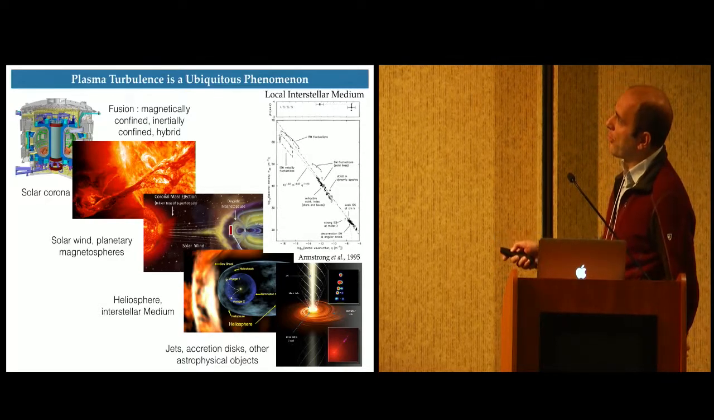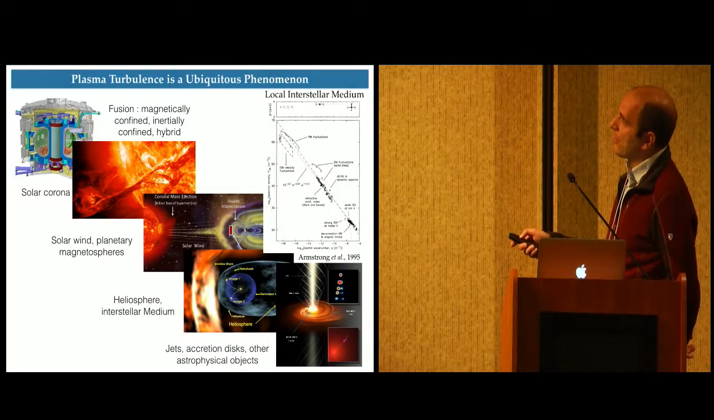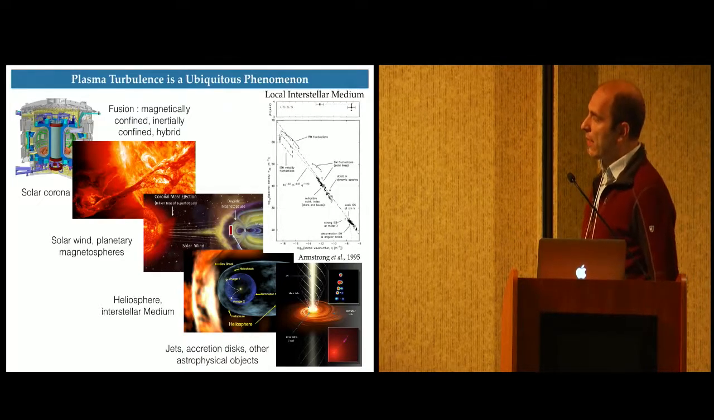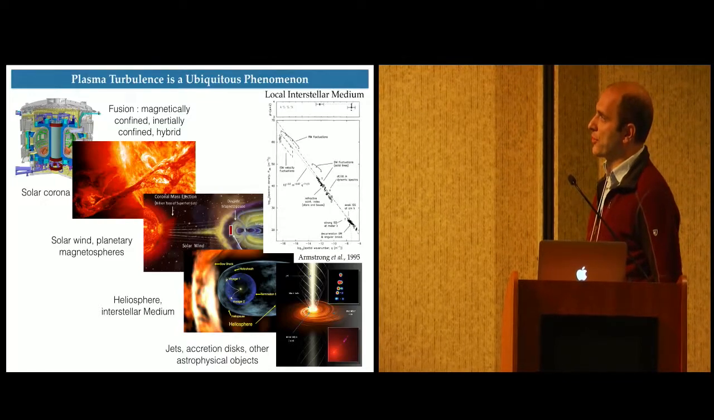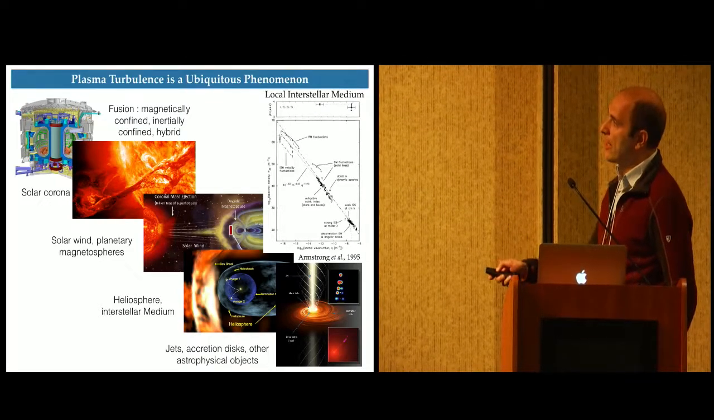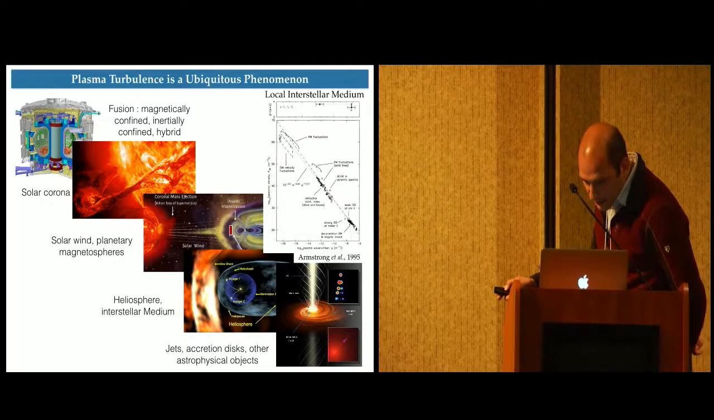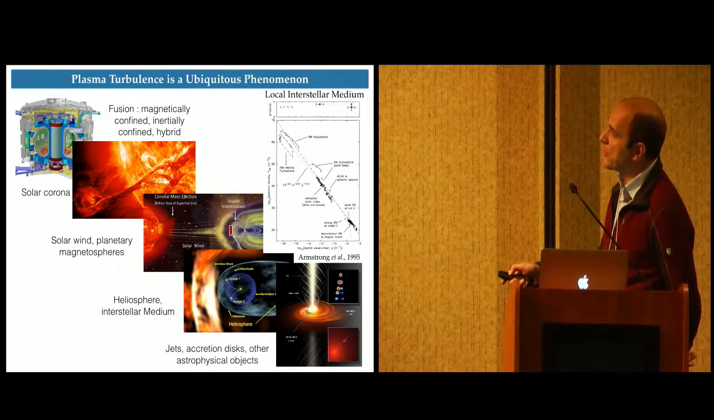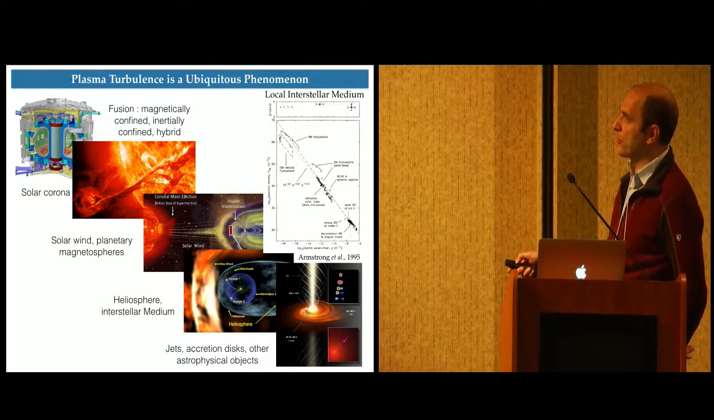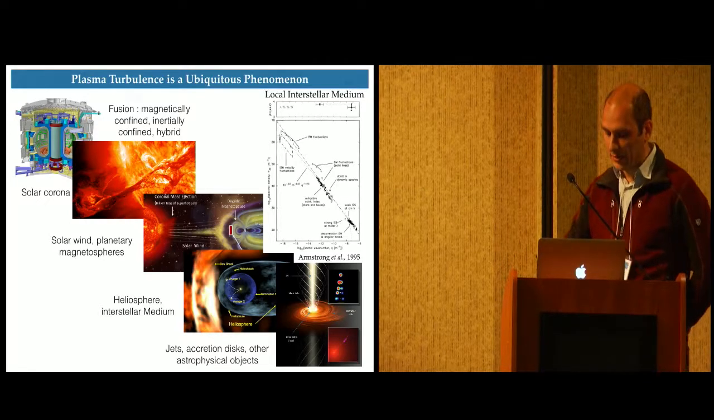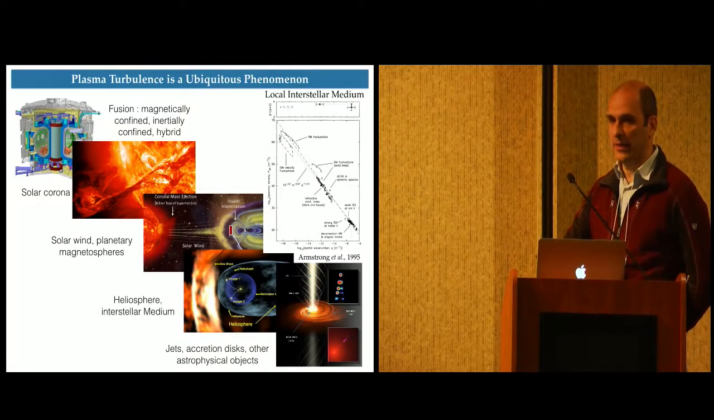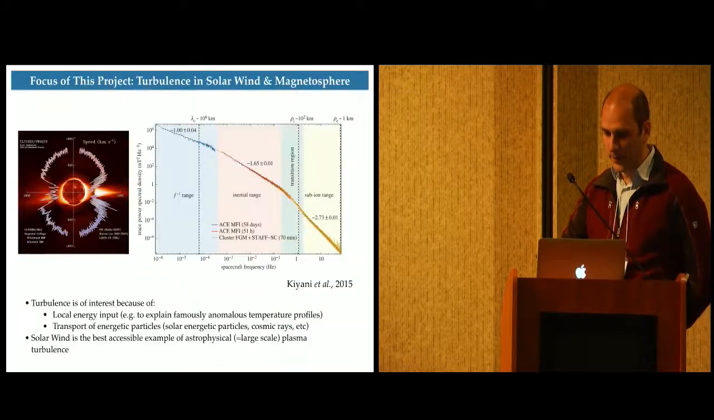So this plot shows the famous measurement of density fluctuations in the interstellar medium. It's hard to see, but there are 12 orders of magnitude here over which the density fluctuations exhibit a Kolmogorov-like spectrum, most likely indicating that this is a turbulent medium.